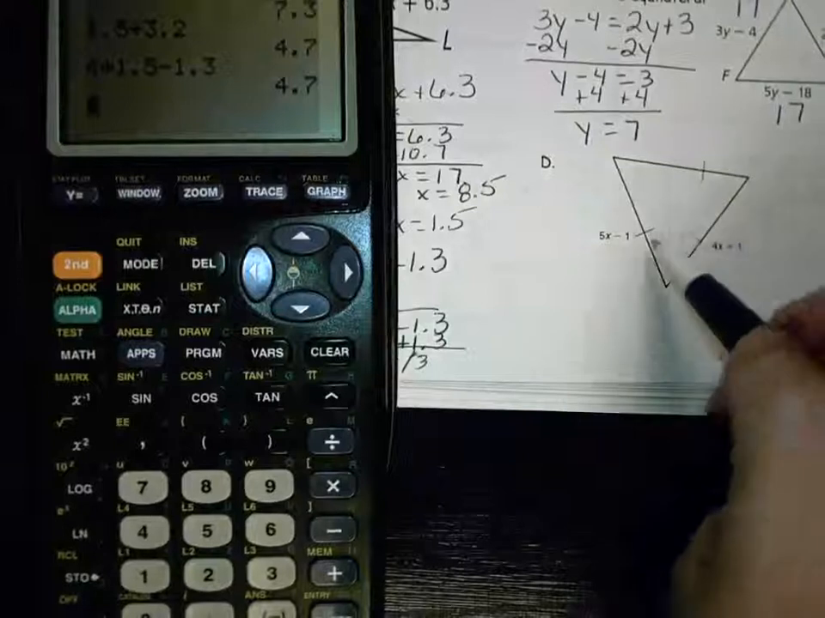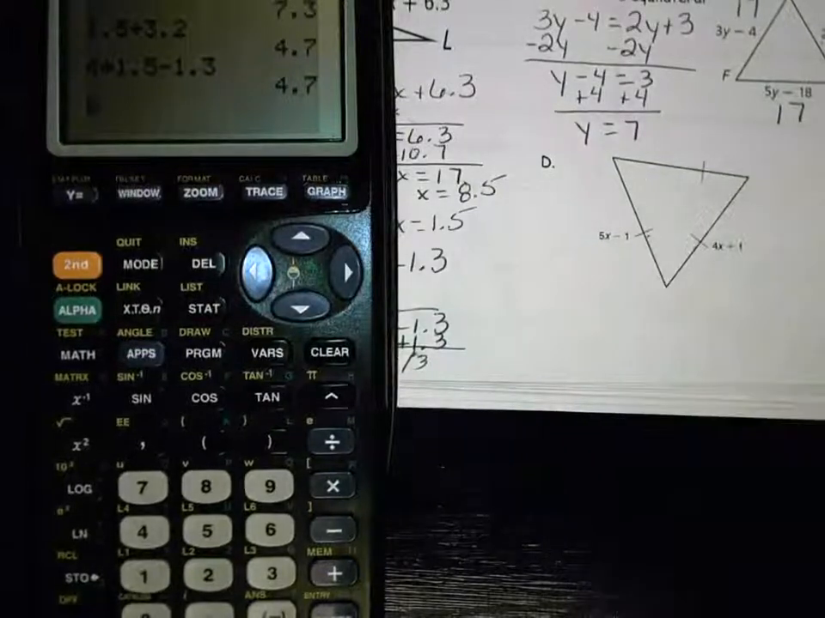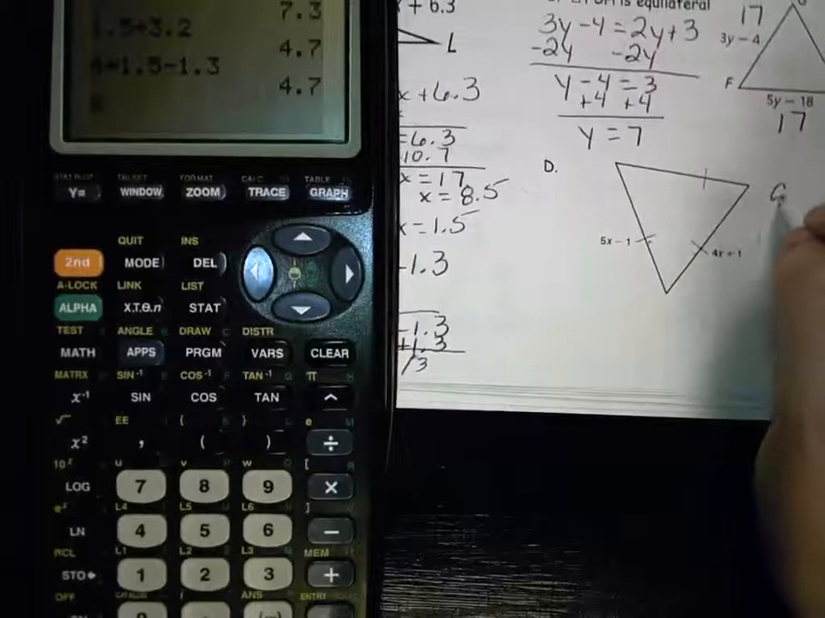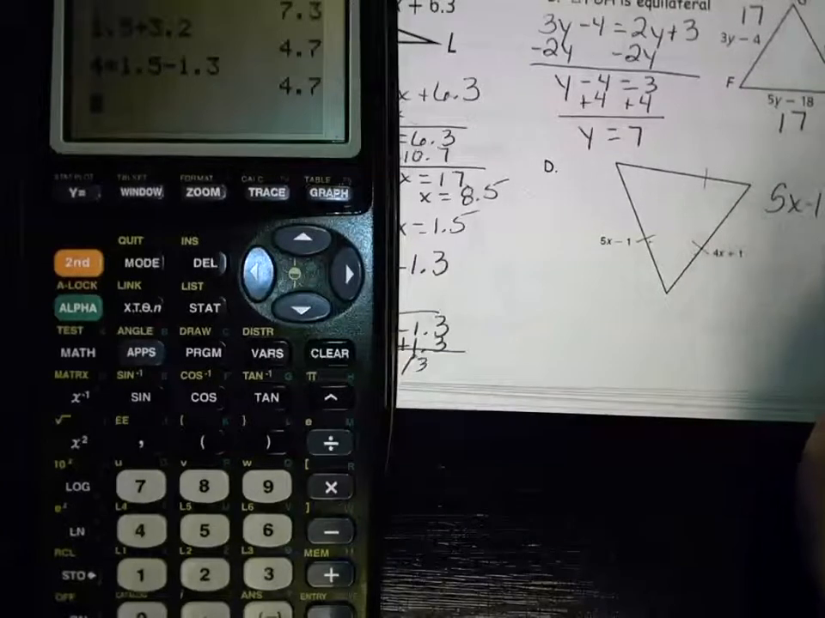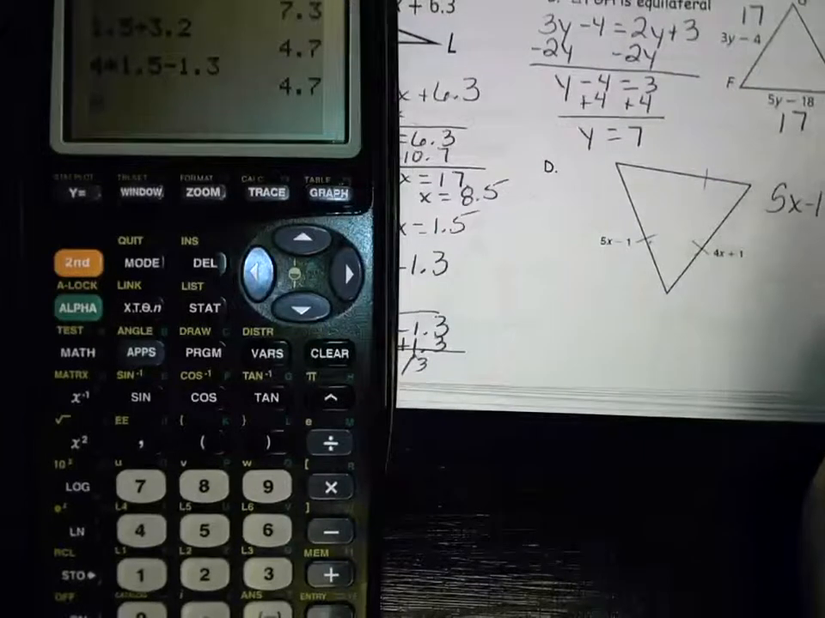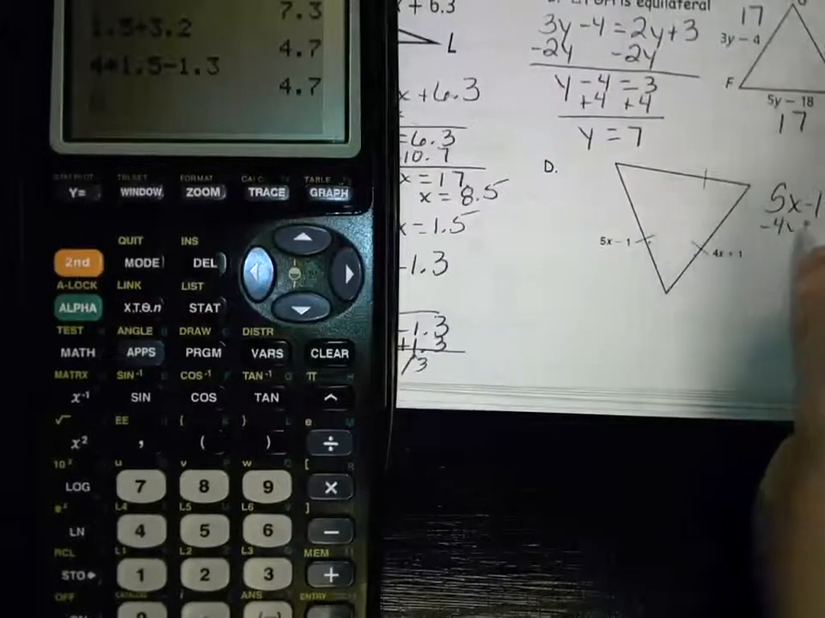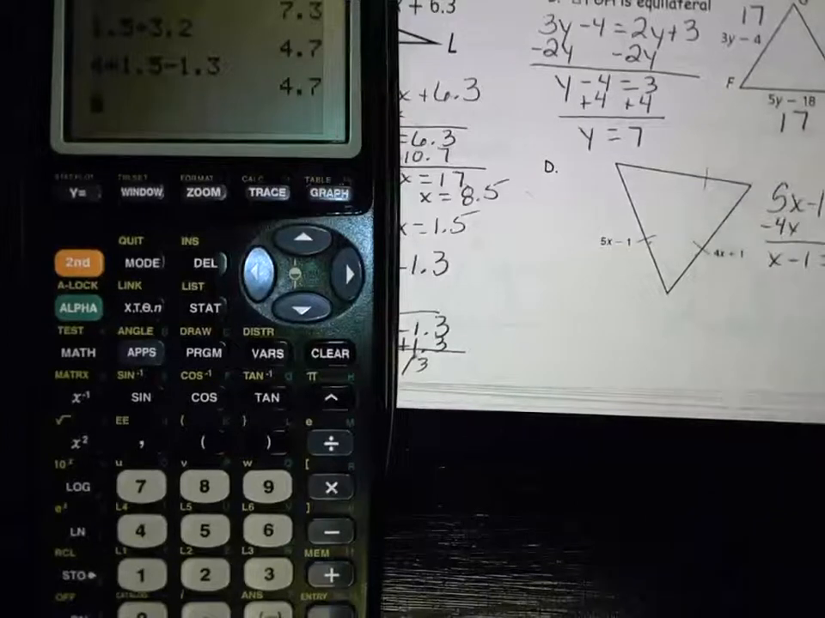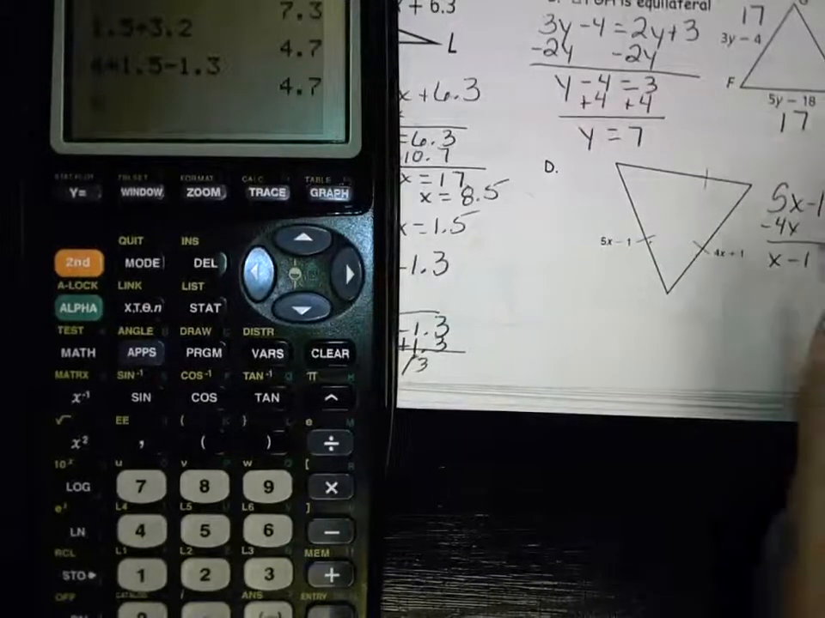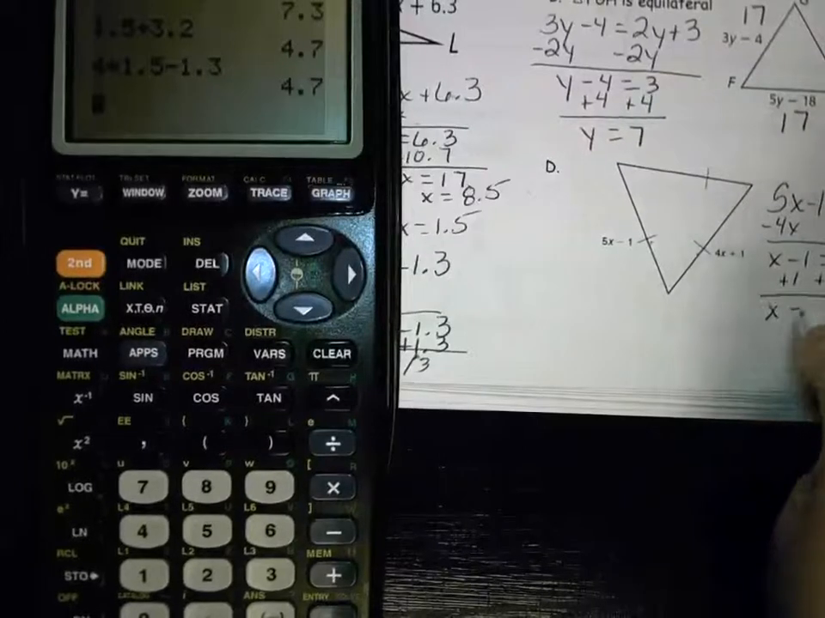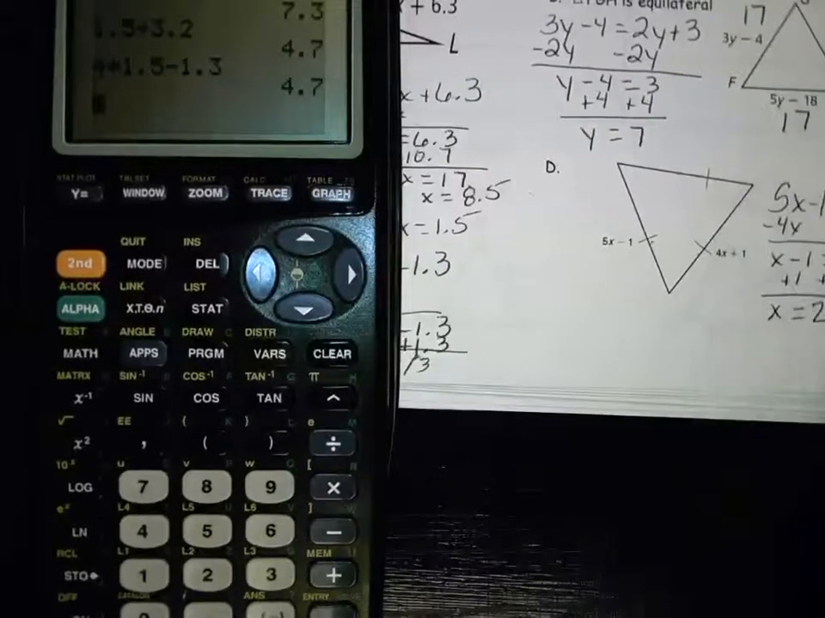Letter D, we have a tick mark on all of these, which means it's an equilateral triangle. All three things are equal. So 5x minus 1 equals 4x plus 1. From there, you subtract 4x from both sides. x minus 1 equals 1. Adding 1 to both sides, x equals 2.